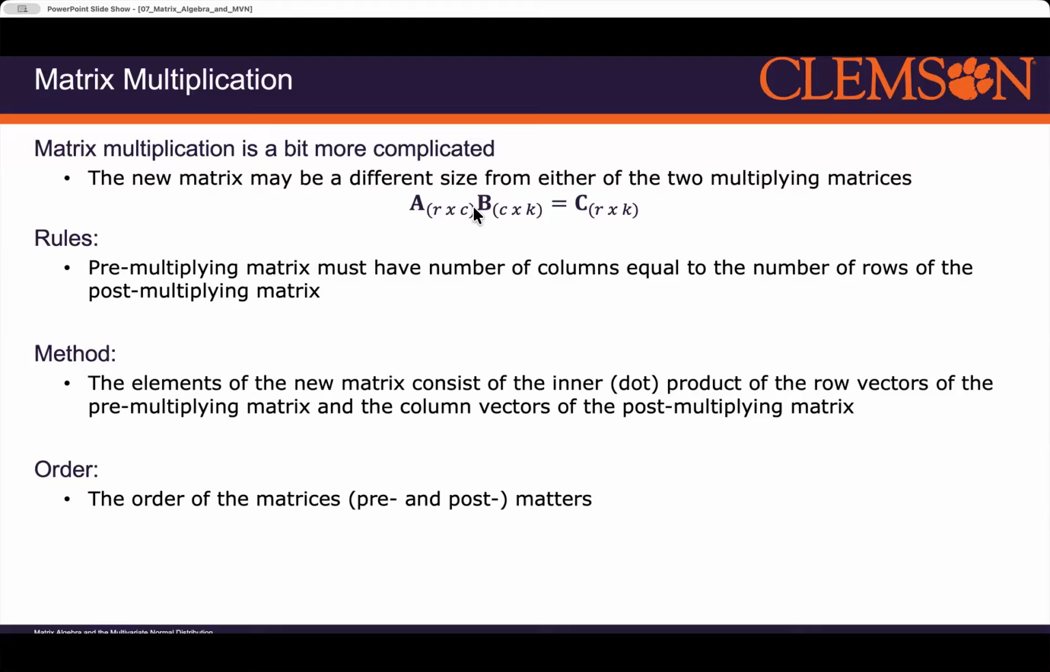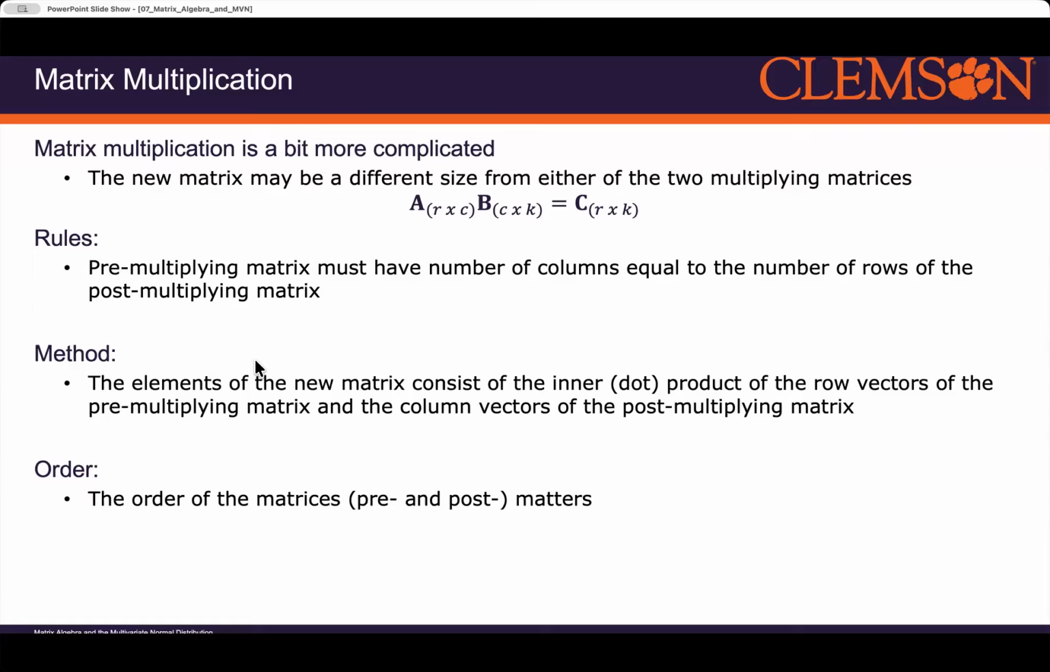And the key part of this is that the number of columns of A has to be equal to the number of rows of B to do the matrix multiplication and form the new matrix C. So the number of columns of A must equal the number of rows of B. When that happens, the new matrix C is not the same size as either of the previous matrices. C's size takes the rows of the pre-multiplying matrix, in this case R, and the columns of the post-multiplying matrix, K. So C's size is R by K, even though A's size is R by C and B's size is C by K. It's a little bit more complicated, like I warned.